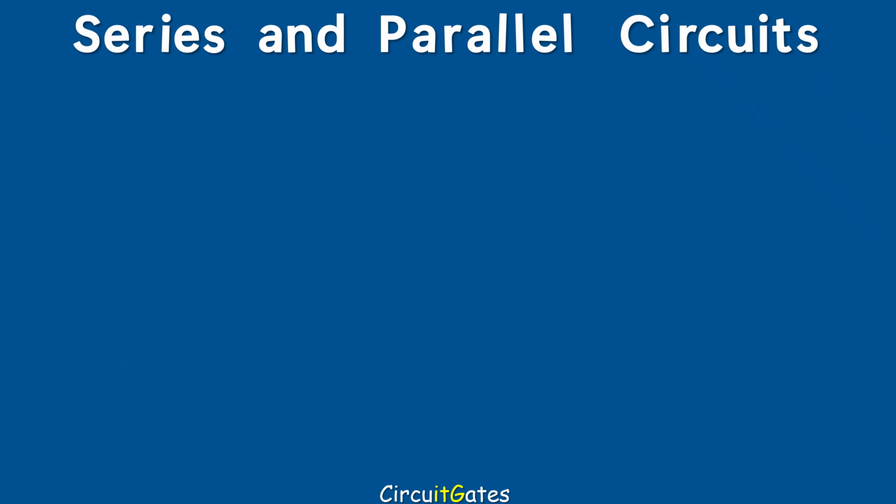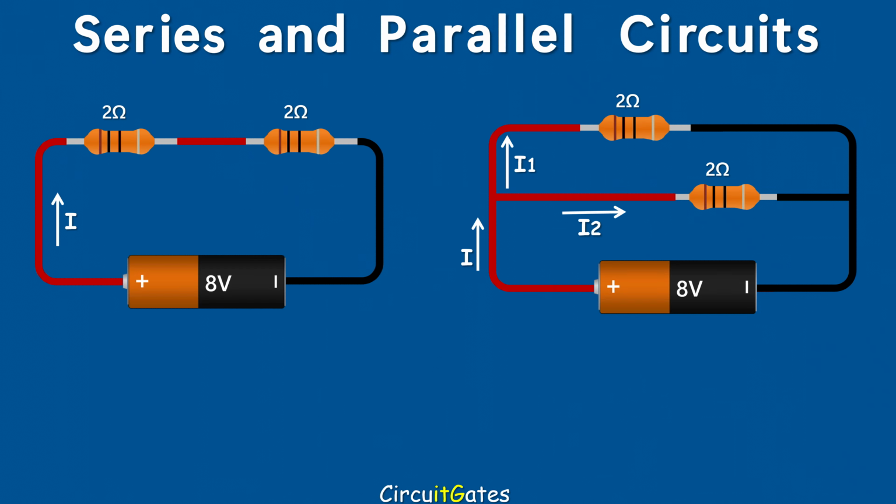Let's see if it is true that more current flows through components connected in parallel than in series, using resistors of the same size connected in series and in parallel. Current through each resistor in series is equal to the supply voltage divided by the sum of the resistances of all resistors, which is 8 volts divided by 4 ohms, we get 2 amps.